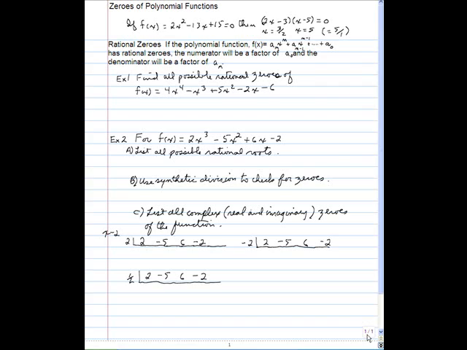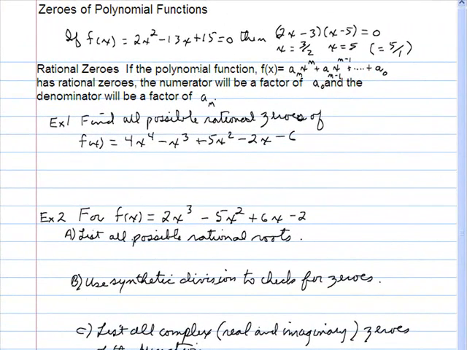This podcast is called Zeros of Polynomial Functions. It might better be called Rational Zeros, because we've been dealing with zeros of polynomial functions already. These are fractional zeros, zeros that aren't so easy as whole numbers. Consider, for example, the function f of x equals 2x squared minus 13x plus 15.